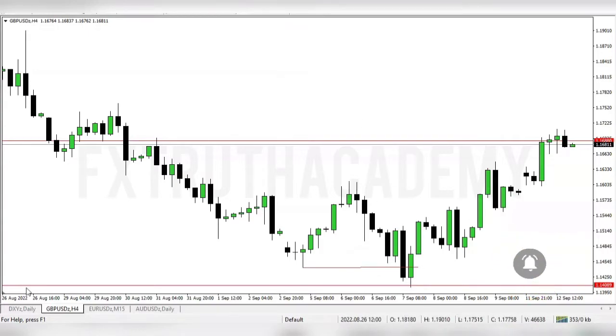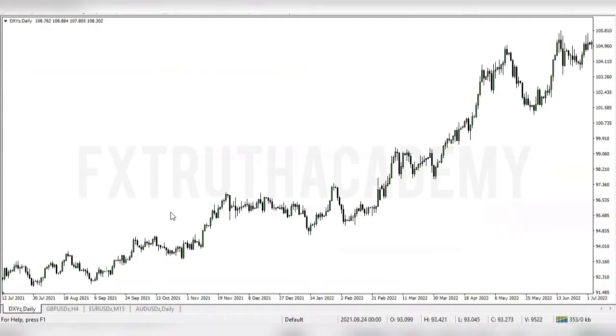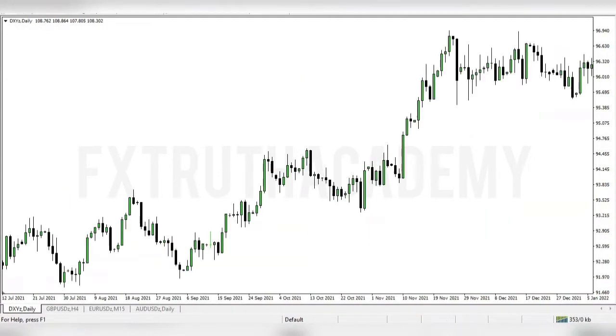The next thing we were looking out for was smart money correlation analysis, which is using the dollar index to pair price.